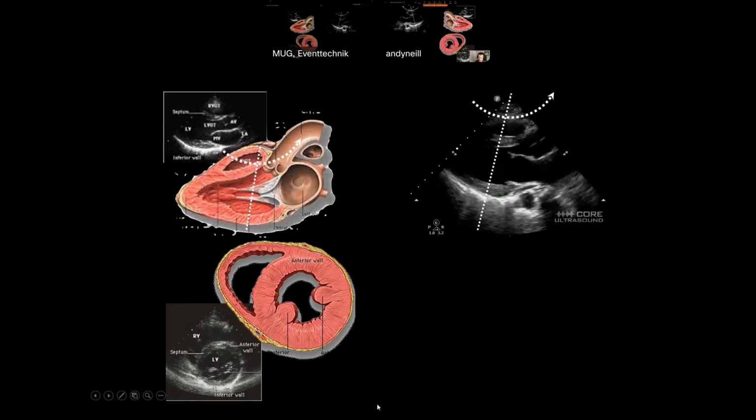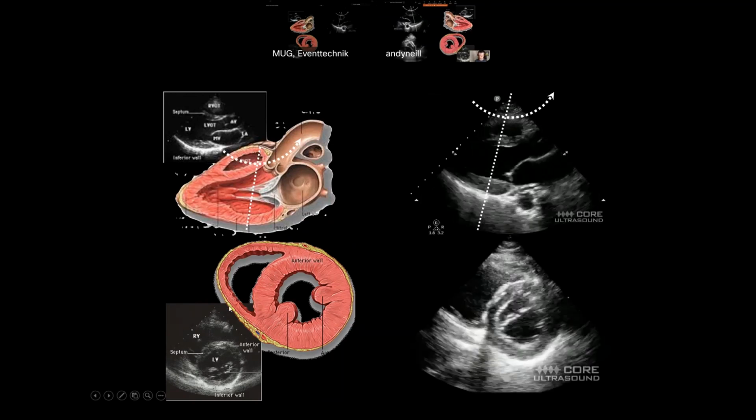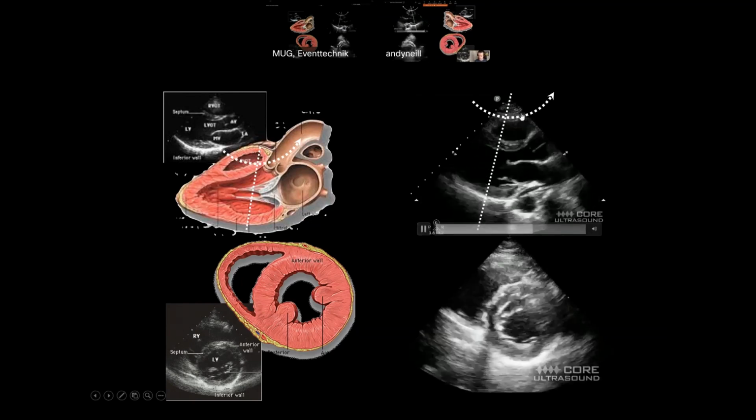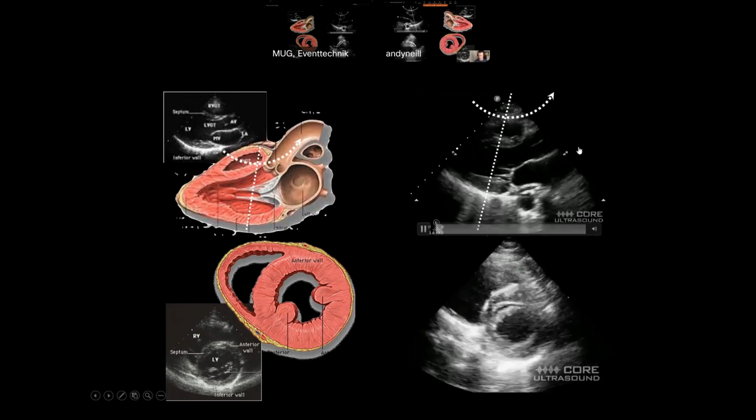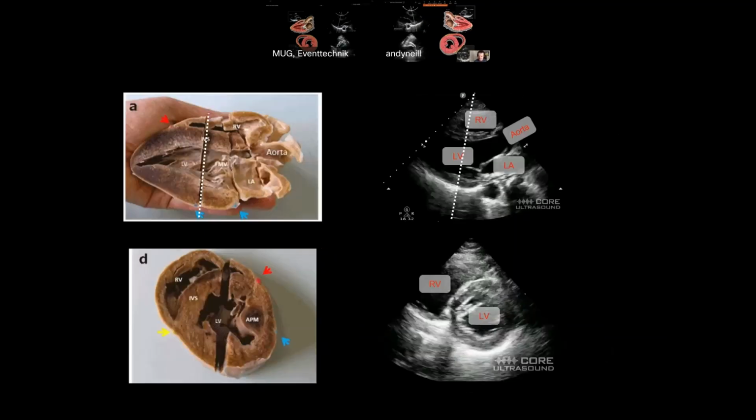So the parasternal long axis view, short axis view, you're just going 90 degrees, and everything that's in the middle of this parasternal long, you will see on the parasternal short axis view. So this is just this view, but turned 90 degrees. Again, this will make much more sense once you have a probe in hand.